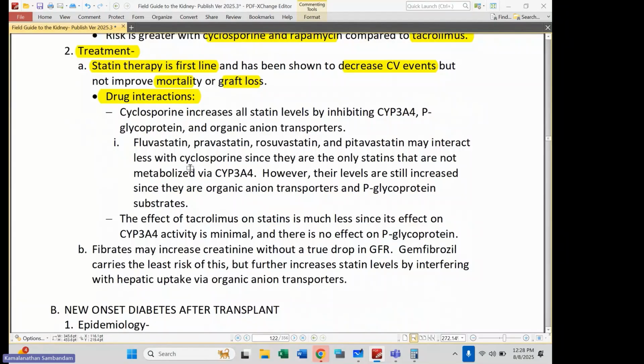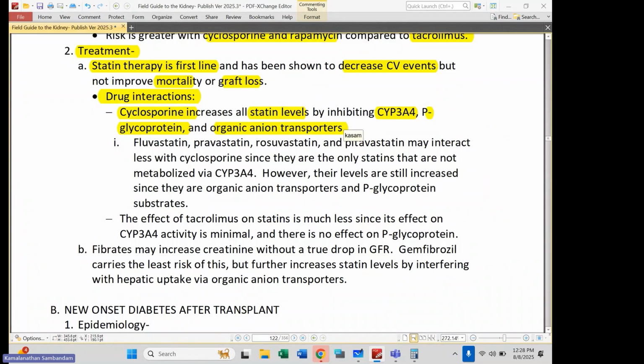We talked about some of the drug interactions when we were discussing calcineurin inhibitors. Remember, cyclosporin increases all statin levels because cyclosporin not only has influence on CYP3A4 activity, but also P-glycoprotein and organic anion transport processes that metabolize and clear statins. So in general, cyclosporin will increase all statin levels.